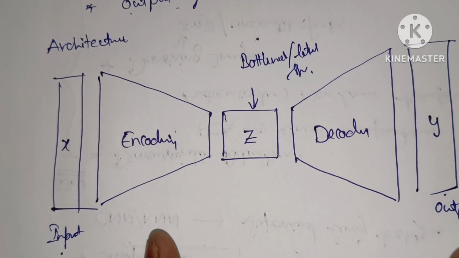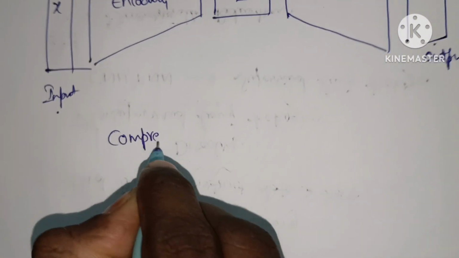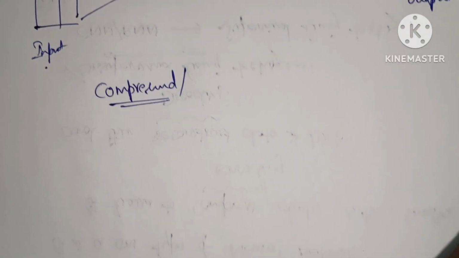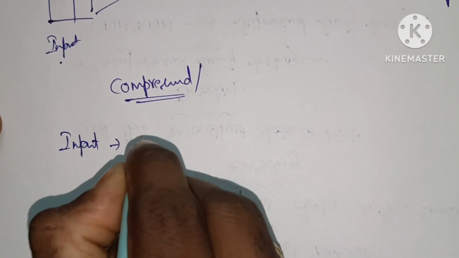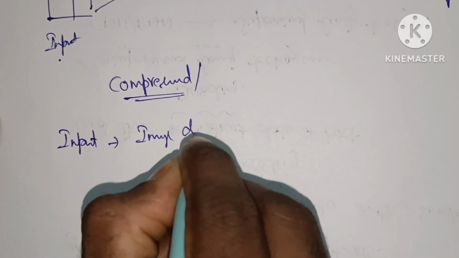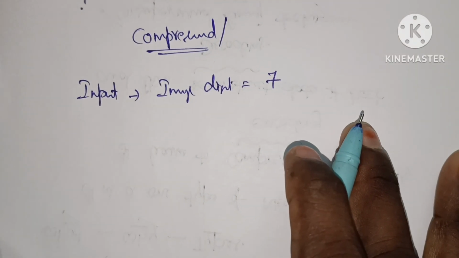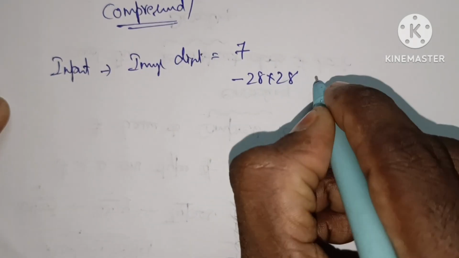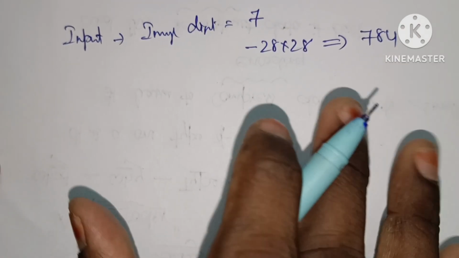So how does it work? What is the meaning here? Every time, you can say it is compressed. Compressing means, for example, we are taking the input, an image of the digit 7. This 7 contains 28 by 28 pixels. So how many values? 784. Is it clear?